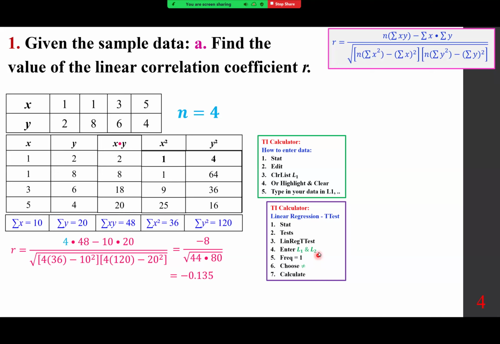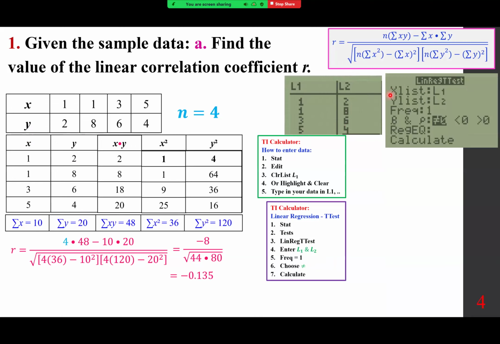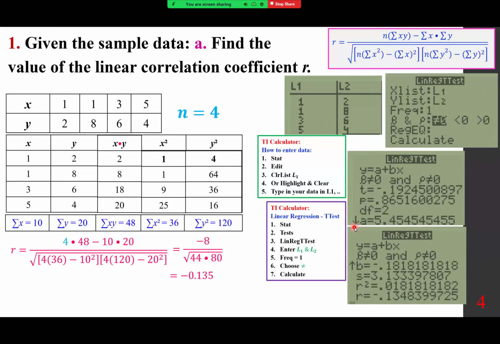Normally we go with 1. They have that. So in L1 goes the x coordinates, in L2 goes the y coordinates, and then linear regression t-test. X list is L1, the second one is L2, those we don't touch, and it's not equal when it comes to test of hypothesis, rho is not equal to, and you let it calculate, and it gives you a lot of stuff. This arrow means go to the next one. Also, what we are interested in for this page for now is just this number.